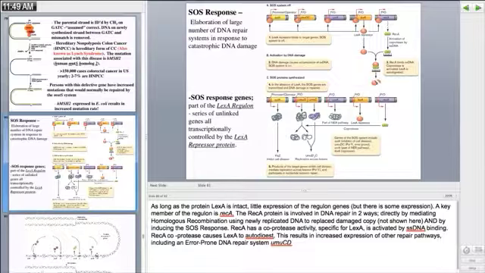That's what we're going to talk about on Wednesday when we come back, the damage that these repair mechanisms can actually cause after the SOS control system has lost.